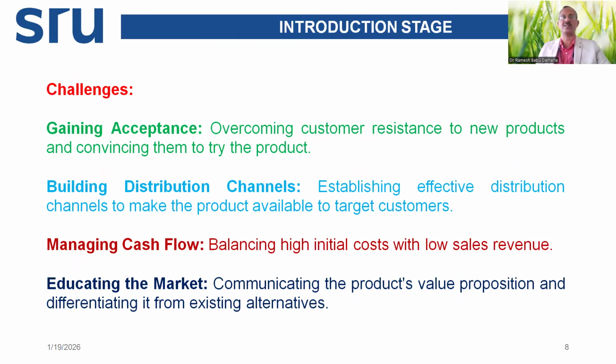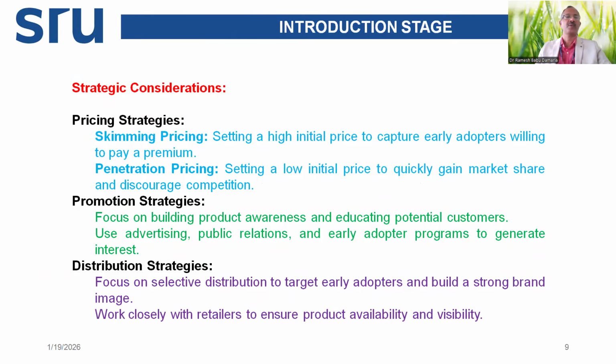Building the distribution channels, establishing an effective distribution channel to make the product available to the target customers, is a challenge. Managing cash flow is a challenge at this stage because the high cost will be there initially, with less volume of sales, revenue; both need to be managed. Cash flow balancing is difficult. Educating the market, so communicating the product's value proposition and differentiating it from existing alternatives, is a challenge at this stage. What kind of strategic considerations are taken by companies in this stage?